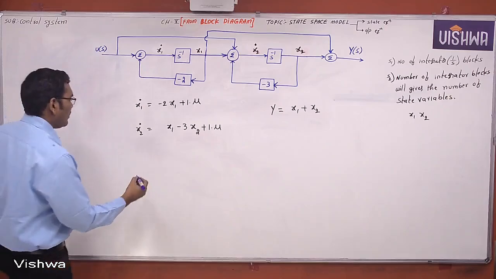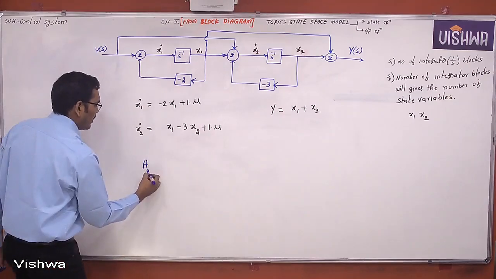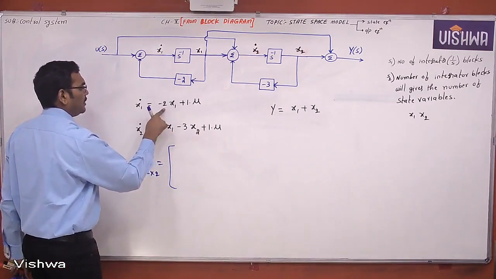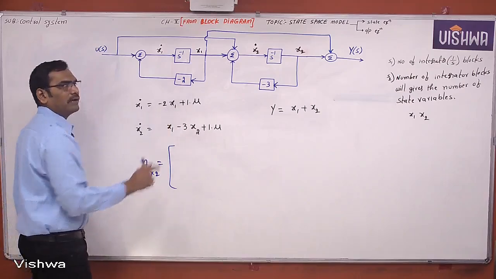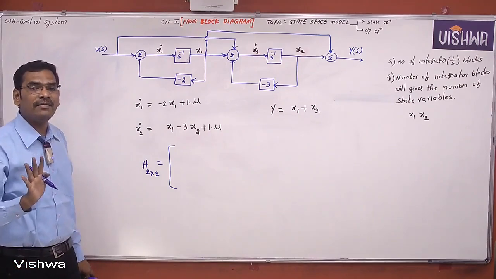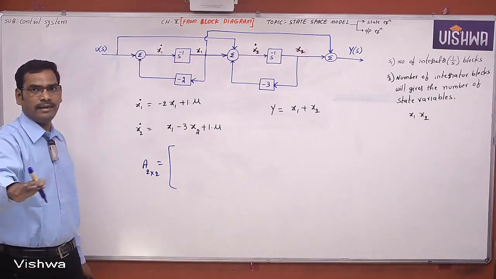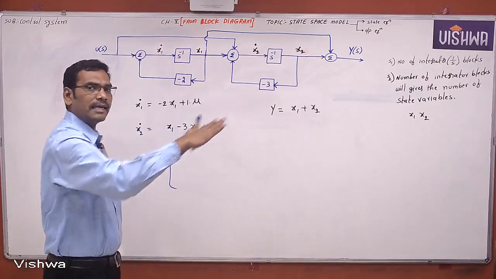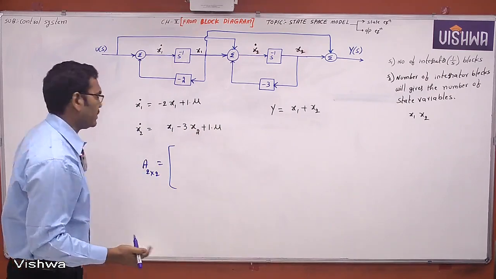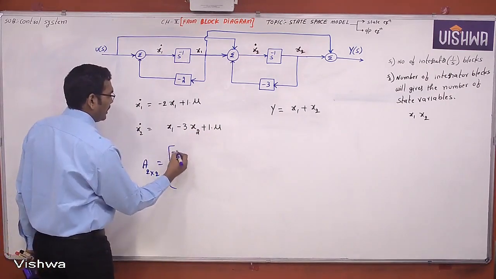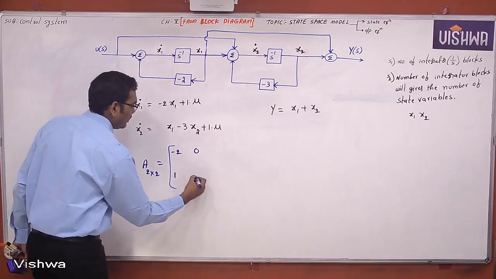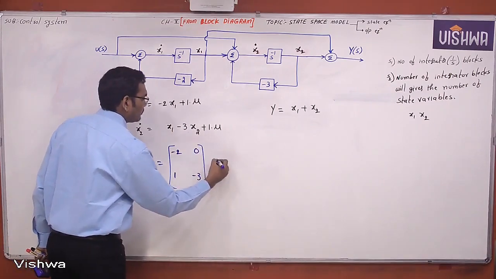Now what is the A matrix? Tell me. Two state variables. A matrix order is 2 by 2. What is the first row in the A matrix? -2, and some of the students are writing -2 and 1, which is wrong. The A matrix totally deals with the state variables x1, x2. First row x1, x2, x3; second row x1, x2, x3. However many state variables there are, that many you can extend. So x1 is there, -2. x2 is not there, 0. x1 is there, 1. x2 is there, -3. This is A.